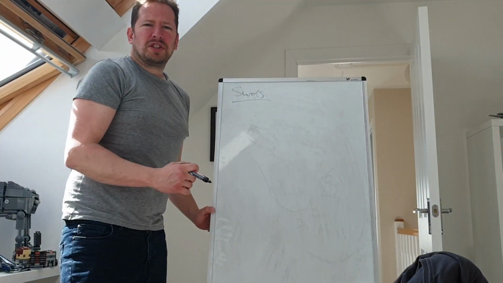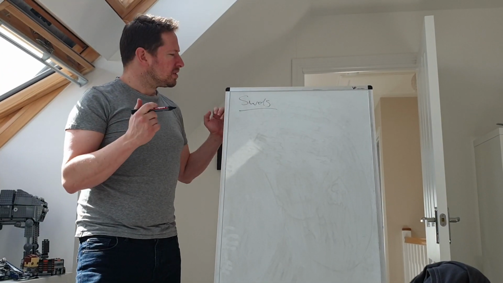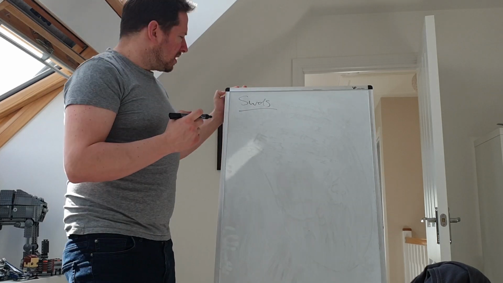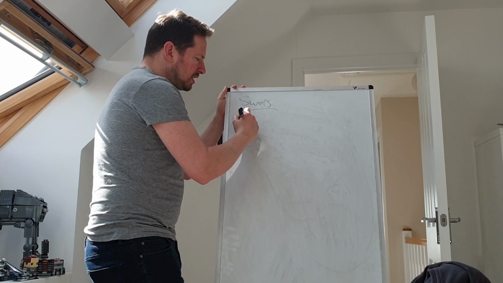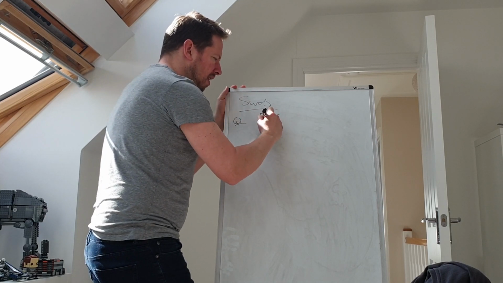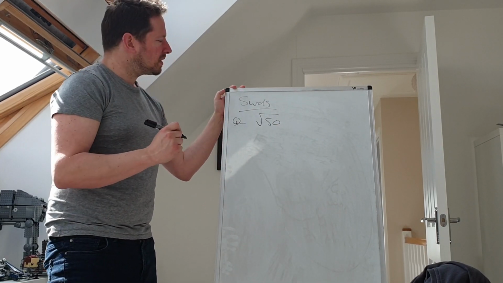Okay, so the second of the GCSE to A-level transition videos is all about surds. So the first one, what we're going to do is simplify the square root of 50.